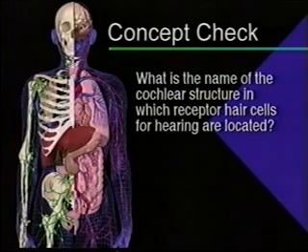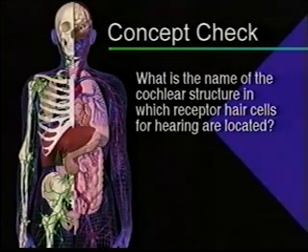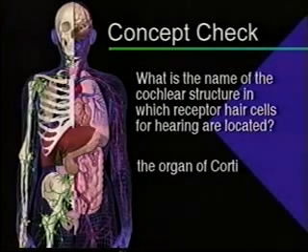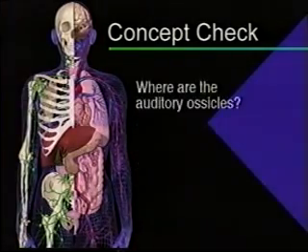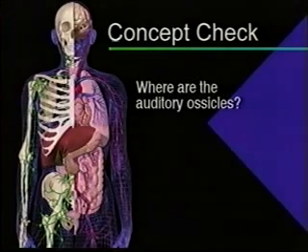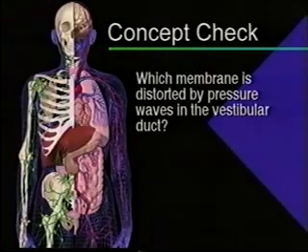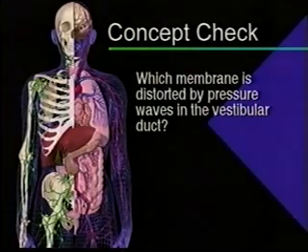Stop and assess your understanding of the concepts just presented by answering the following three concept check questions. What is the name of the cochlear structure in which receptor hair cells for hearing are located? Where are the auditory ossicles? Which membrane is distorted by pressure waves in the vestibular duct?